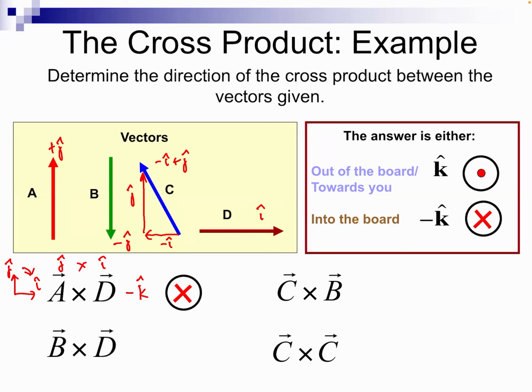Right, B cross D. You're essentially doing a cross product between minus J hat and I hat. Minus J hat is a downward vector and I hat is to the right. You're using I and J hat, therefore the answer should be a K hat. But to do the cross, you're doing anti-clockwise because you're going from minus J to I hat. So that will be a plus K hat.